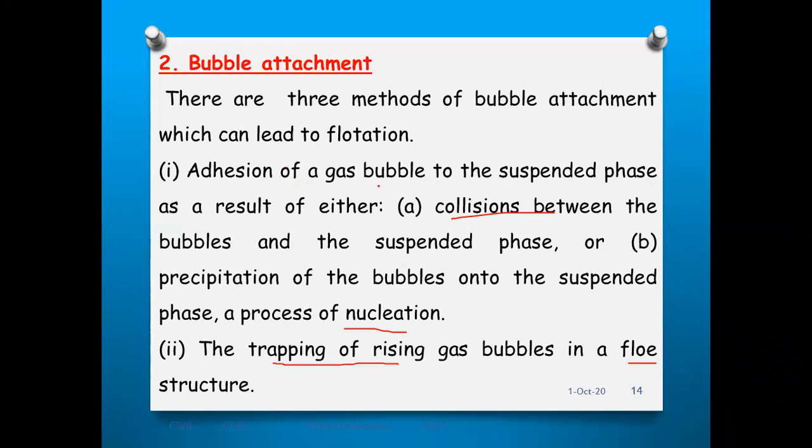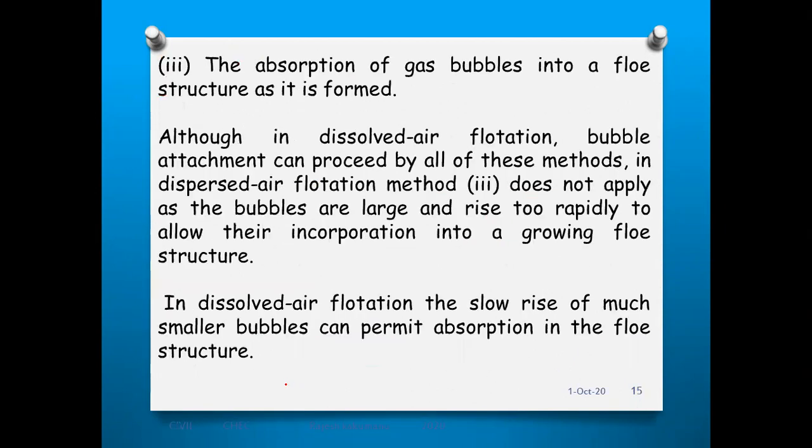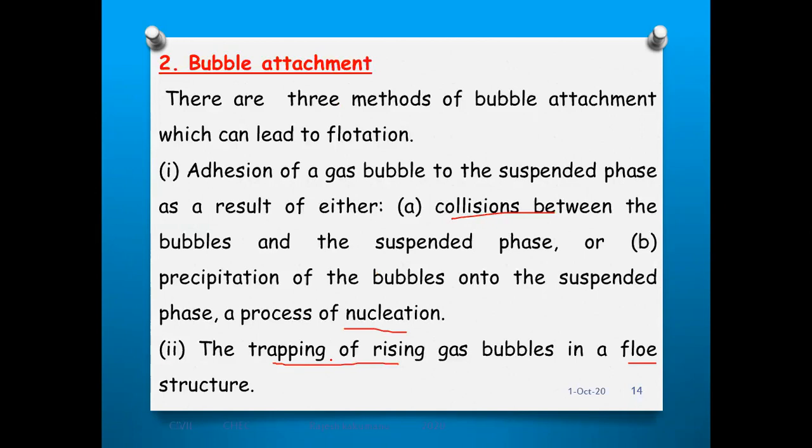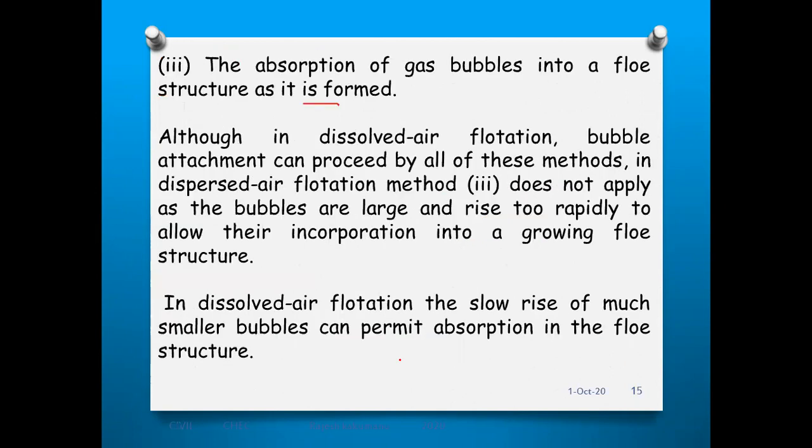First one is addition of gas bubbles, second one is trapping of rising bubbles, and third one is absorption of gas bubbles into the floc structure as it is formed. So these are the three methods used for the bubble gas attachment.